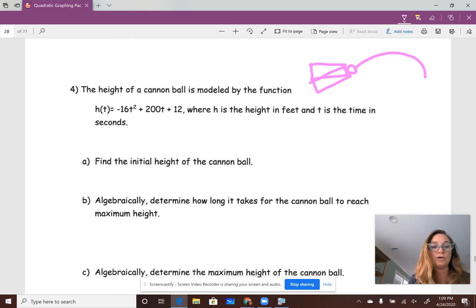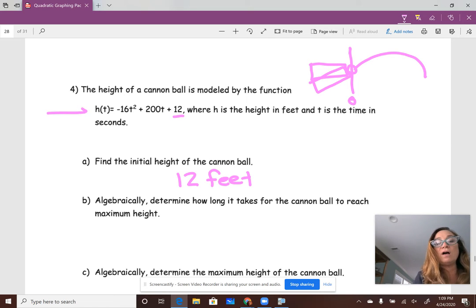Okay, so find the initial height of the cannonball. Oh, that would be the height at time 0. At time 0, that's the y-axis, that's the y-intercept, and this is 12 feet. How do I know that? Because the constant is 12 feet. Now, you can also put this into your graphing calculator. You can't use t's, you have to use x's. But you will see that at time 0, when you initially start, that it's 12 feet.